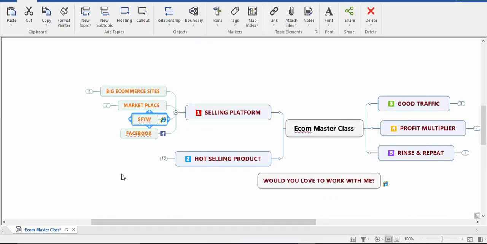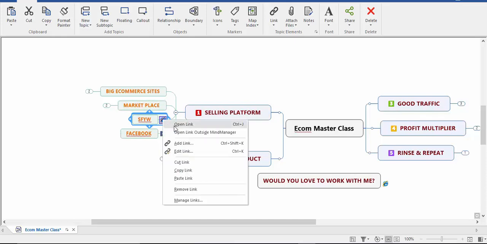Selling from your own website, you can have a single niche website or a multiple niche website. A single niche website means that on that site you'll be selling just one single product. But on a multiple niche site, you'll be selling different kinds of products. So with selling from your website, you can host your own website and start selling.